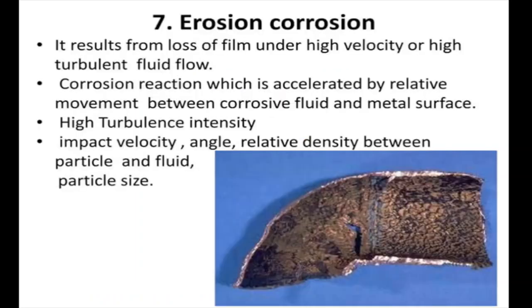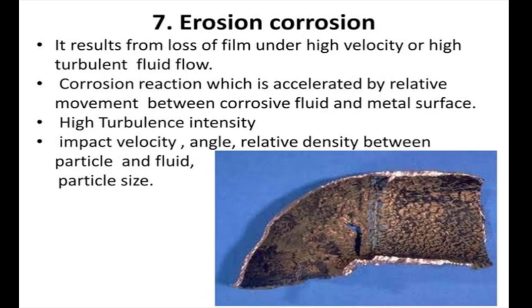As we have already discussed the 6 different types of corrosion and some of their prevention methods, this is the 7th type of corrosion, which is called erosion corrosion. Erosion corrosion is a very common type of corrosion and it results from loss of film under high velocity or high turbulent fluid flow.